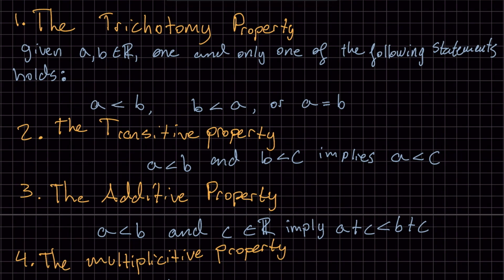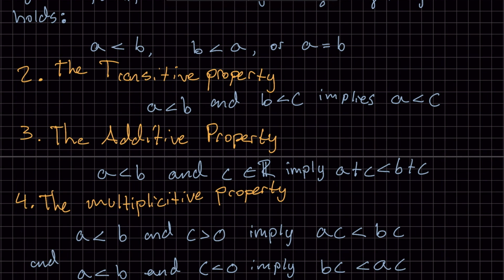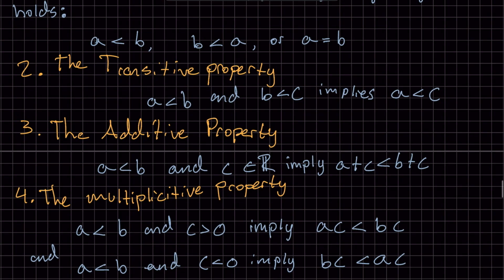The transitive property: a is less than b and b is less than c implies a is less than c. If a is less than some number and that number is less than some other number, a is less than that other number. If 2 is less than 3 and 3 is less than 4, then 2 is less than 4.